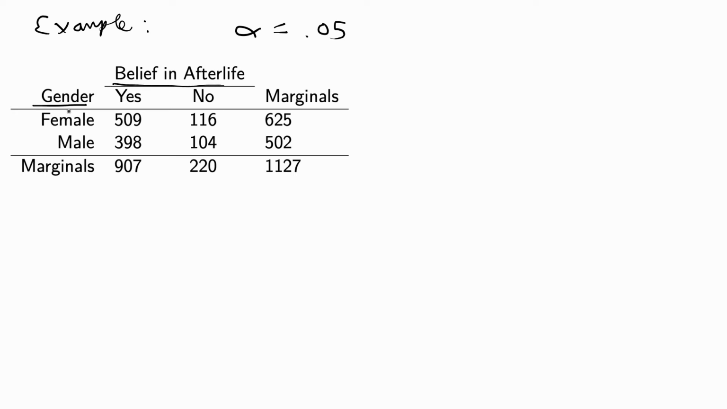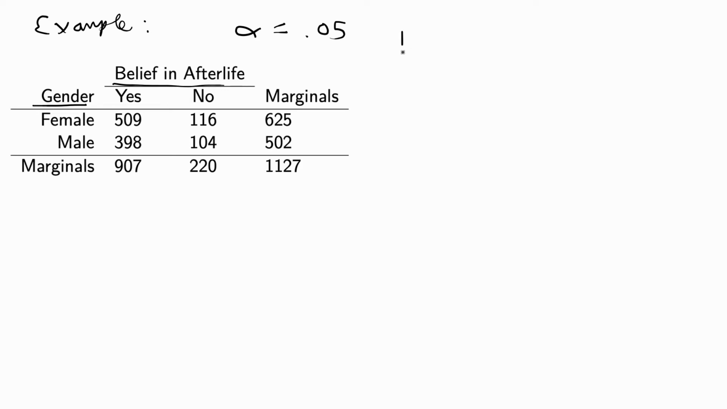And so gender has two levels, female and male, and belief in afterlife is yes or no. So for this problem, I want to use the Pearson's chi-square test of association to test if there's an association between these two variables, gender and belief in afterlife. So I want to see if the belief in afterlife is dependent in some way on a person's gender. And I'm going to use the Pearson's chi-square test of association to test this hypothesis.